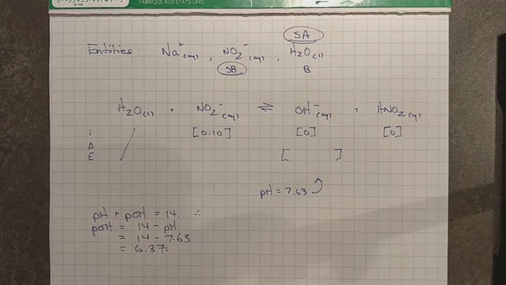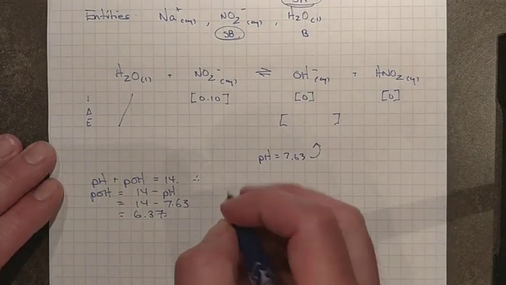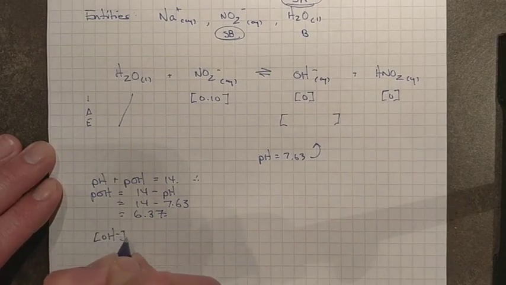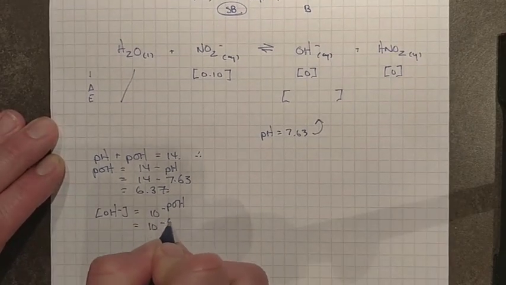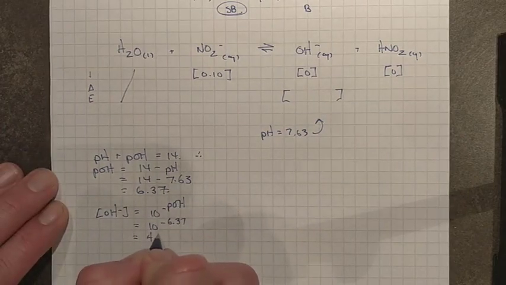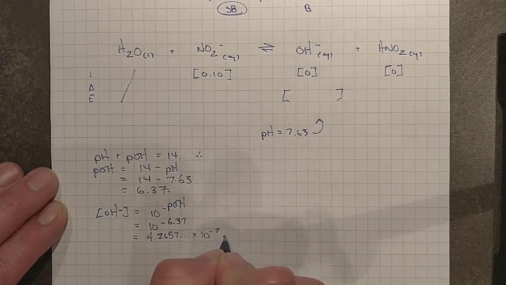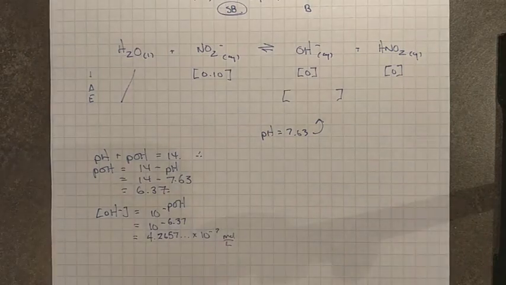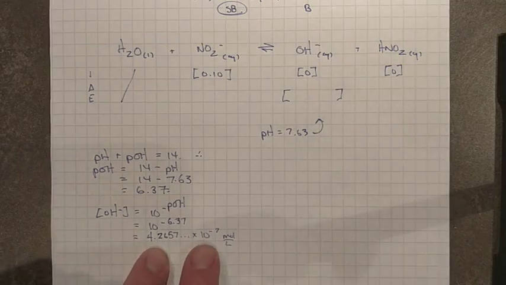So now I have my pOH. That's only one step closer to what I need to start working through equilibrium here. I need to get to a hydroxide ion concentration. Well, hydroxide ion concentration is just 10 raised to the negative pOH. Okay, well, we just figured that one out. 10 raised to the negative 6.37. If we work that one out, it works out to 4.2657, etc., times 10 to the negative 7 moles per liter of hydroxide ion in solution. So because this sodium nitrite solution has a pH of 7.63, it contains this concentration of hydroxide ions.